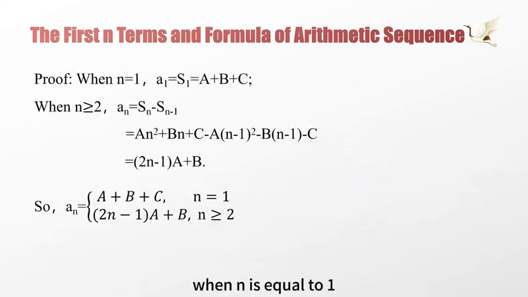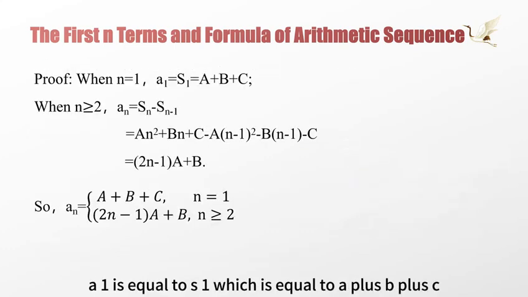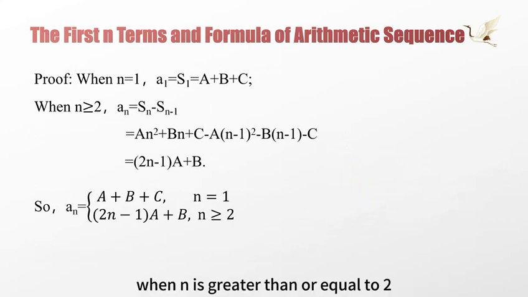When n is equal to 1, a_1 is equal to S_1, which is equal to a plus b plus c. When n is greater than or equal to 2, a_n is equal to S_n minus S_(n-1), which is (2n - 1)a + b. This gives us the general term formula for the sequence a_n.